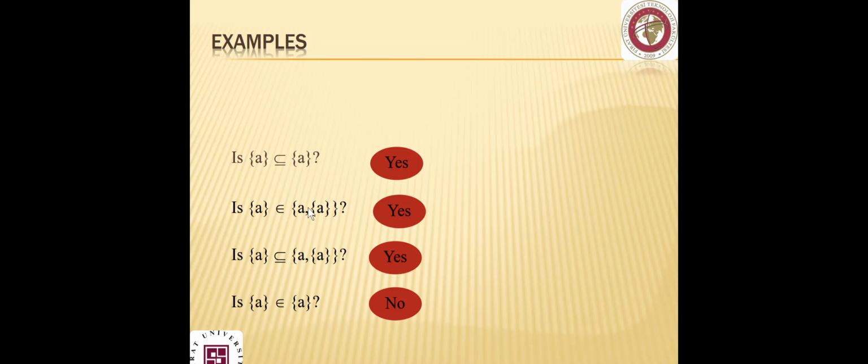Is set A an element of the set {A, {A}}? Yes, because this is also an element. Is set A a subset of this set? Yes, it is. Is set A an element of set A? No, it is not. Why? Because we don't have an element here defined by set A. It's a subset, yes, but it's not an element.